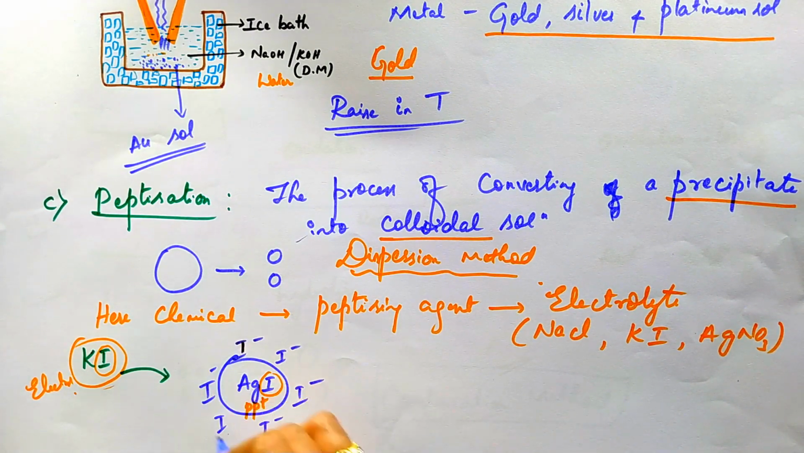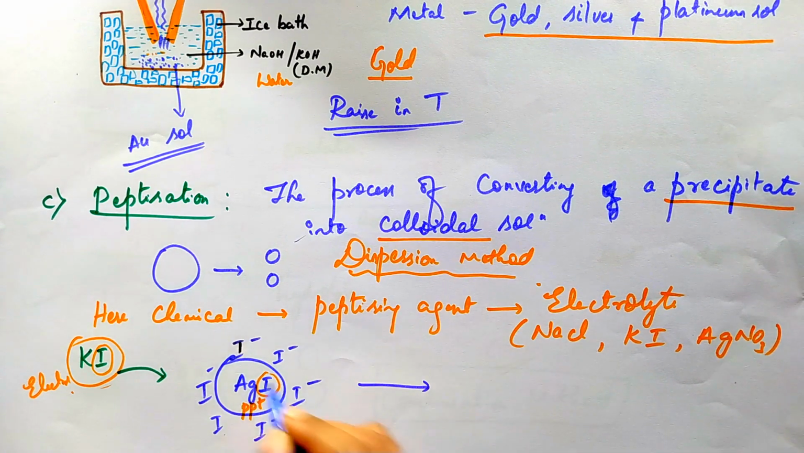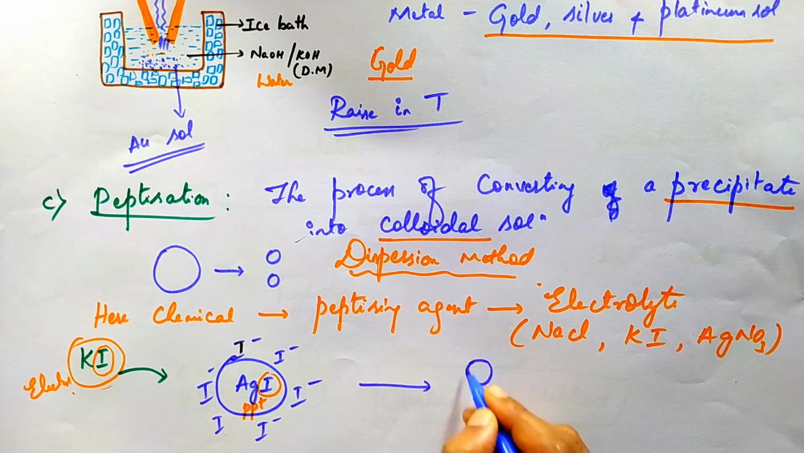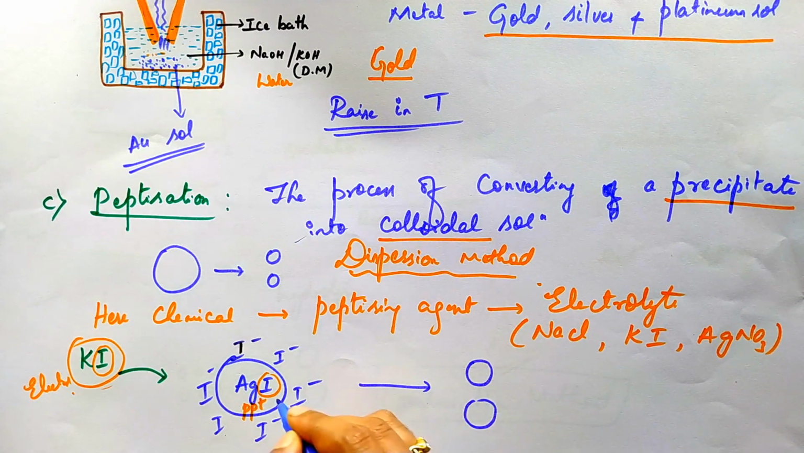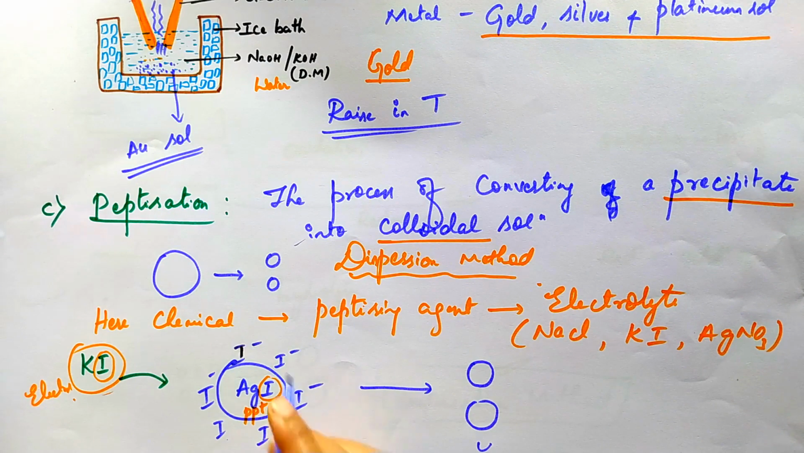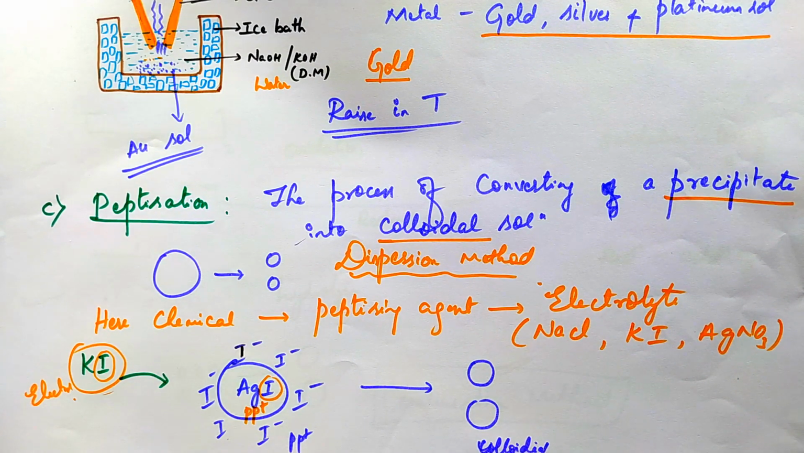It forms a negative ion. This precipitate forms a negative ion. This helps to break the precipitate into colloidal particles. Okay, this negative ion splits the precipitate into colloidal particles. This is how peptization takes place.